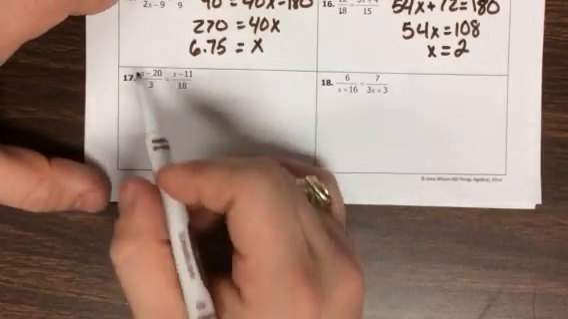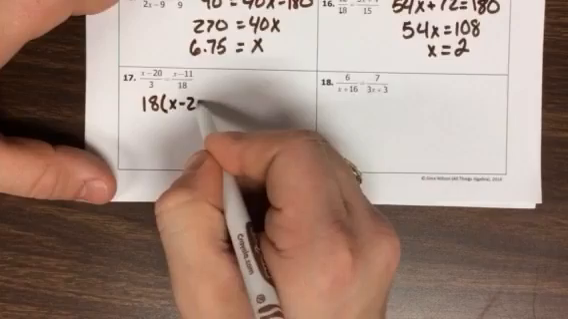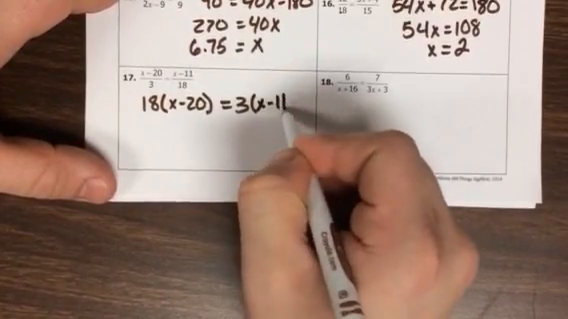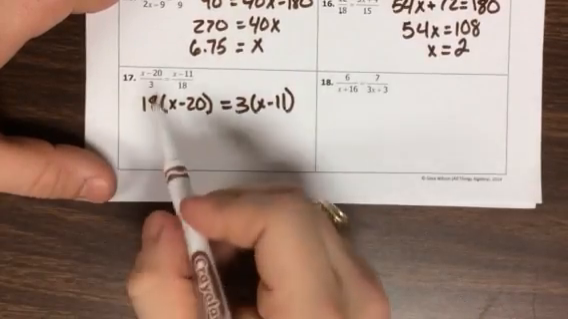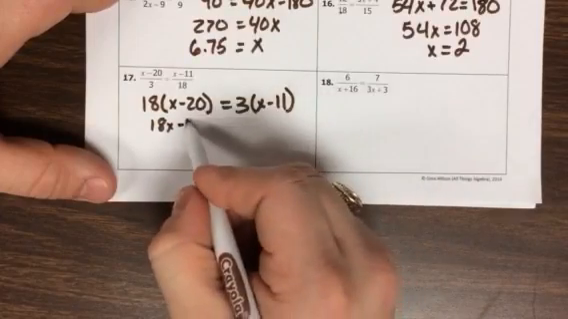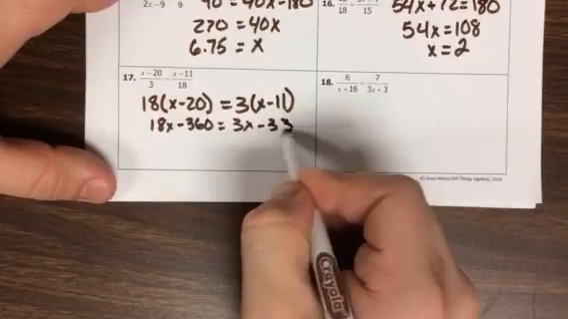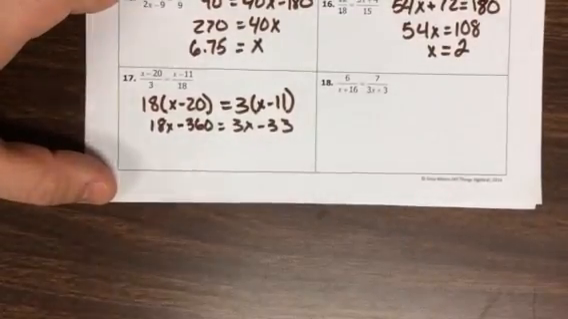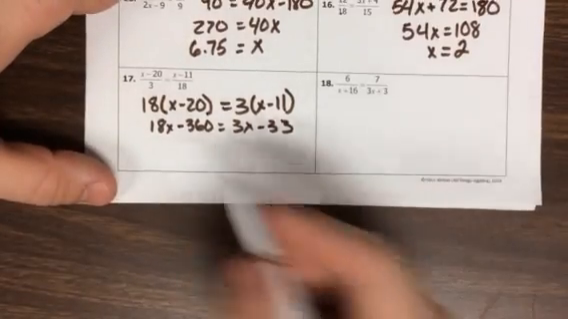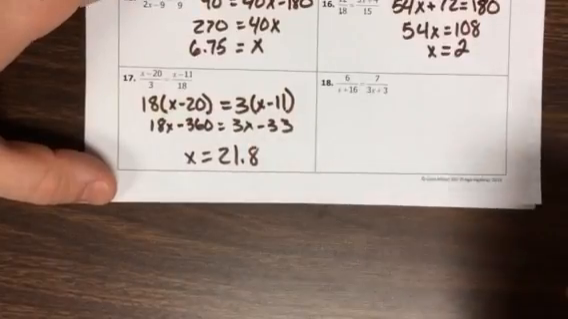Looking down below, same thing, going to go 18 times x minus 20 equals 3 times x minus 11. Now my challenge to you is to go ahead and multiply it out and say 18x minus 360 equals 3x minus 33. Go ahead and work it out. See what you get. Hopefully you got x equals 21.8.